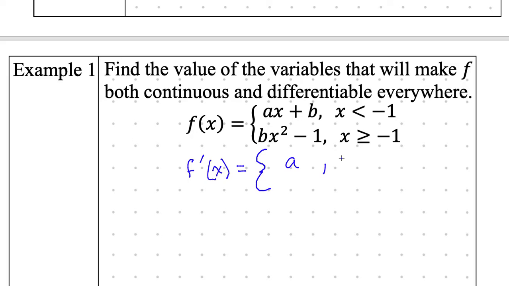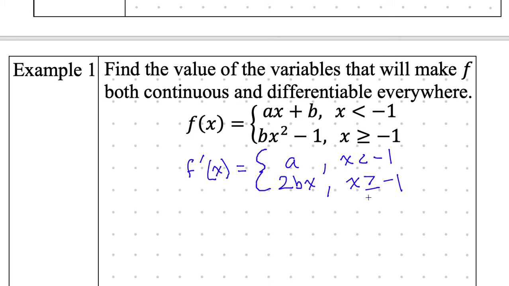A for x is less than negative 1. Is it a plus b prime? No. So b is a number, like 7. We're assuming that a and b are some constants. What about this bottom? What is that going to be? 2bx. 2bx for x is greater than or equal to negative 1.